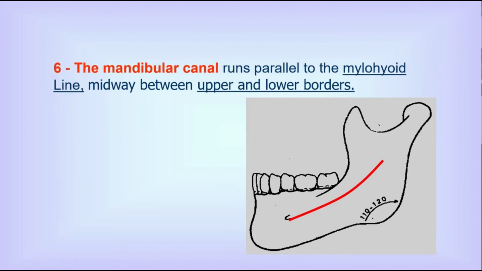So at the adult age, what is happening? The mandibular canal is in the same position, but it is at the same distance from the upper border and from the lower border. So it is in the middle of the upper and lower border.